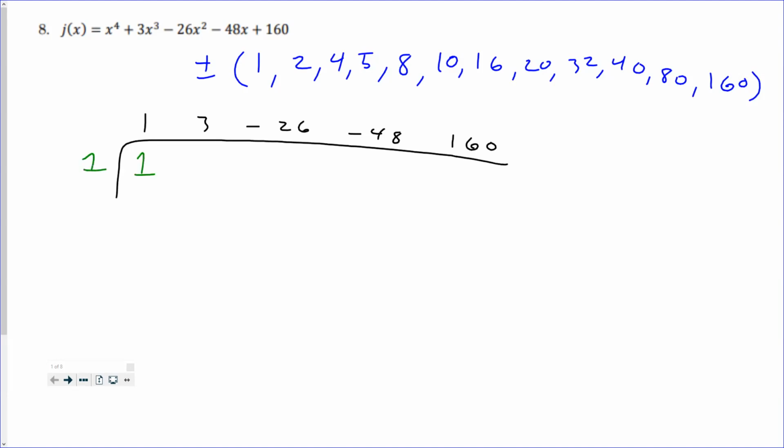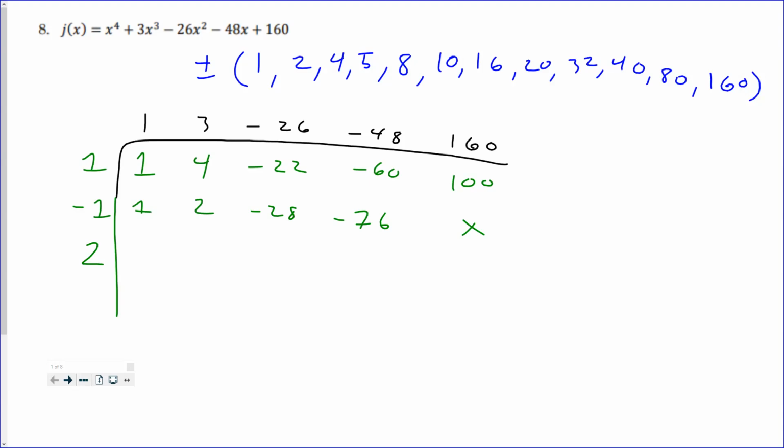So I'm going to start with 1, drop down to 1. 1 times 1 is 1, plus 3 is 4. 4 and negative 26 is negative 22. Negative 22 and negative 48 is negative 60. That ends up giving me positive 100. That's not going to work. From there, I'll go to negative 1. Same thing, drop to 1. Negative 1 times 1 is negative 1, plus 3 is 2. Negative 1 times 2 is negative 2, plus negative 26 is negative 28. Then positive 28 plus 48 is 76, negative 76. Whatever that's going to be, it's not going to end up working, so I can skip it and keep going.